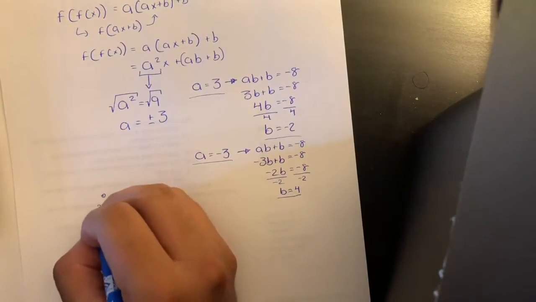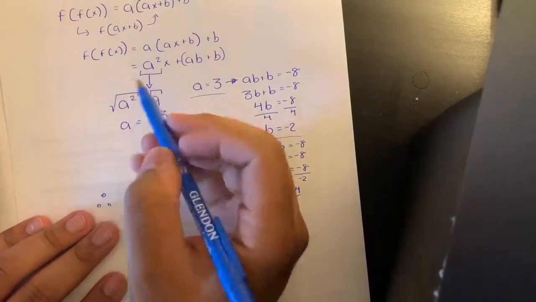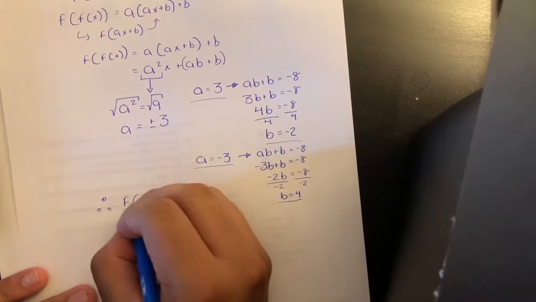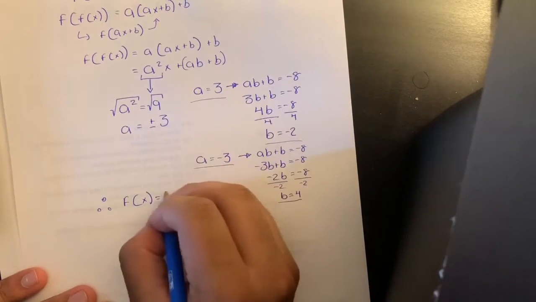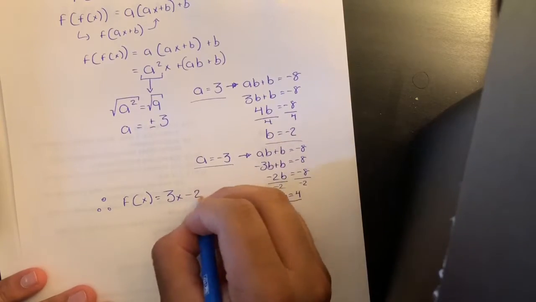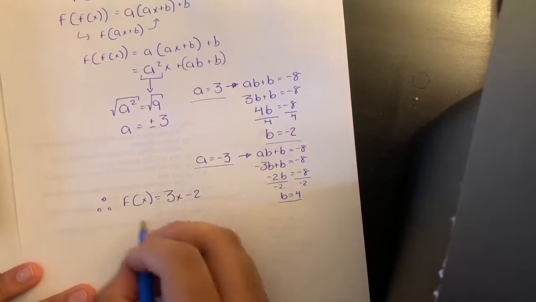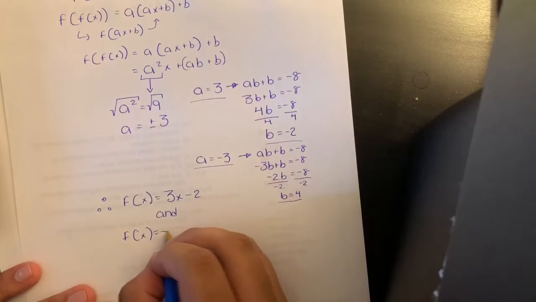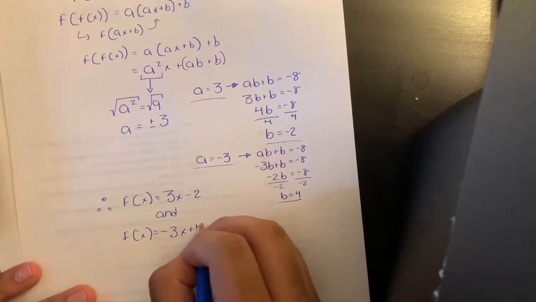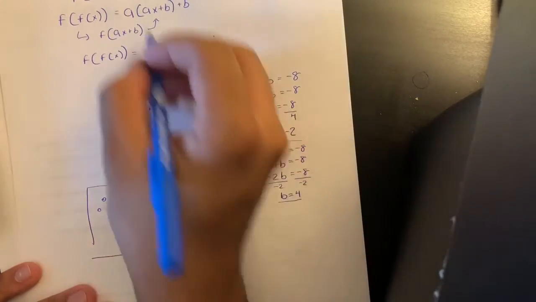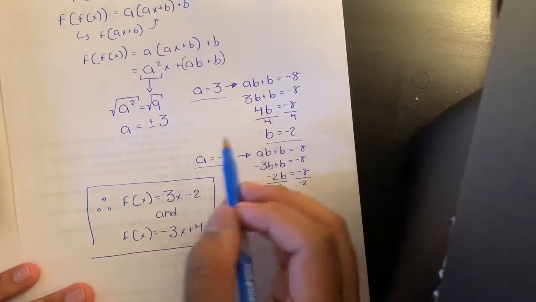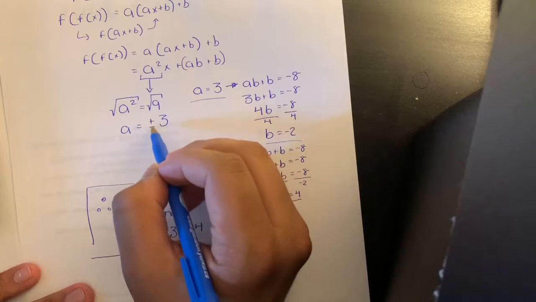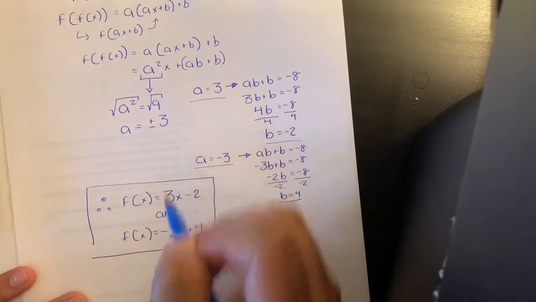So therefore, there's two functions that will satisfy this property. The first one is f at x is equal to 3x minus 2. And once again, I'm just using this general form right here, 3x minus 2. And you have f at x is equal to minus 3x plus 4. These two equations satisfy this composition. And once again, there's two cases because we need to take the square root of 9, which yields two answers, a positive and a negative 3. So you get two equations.